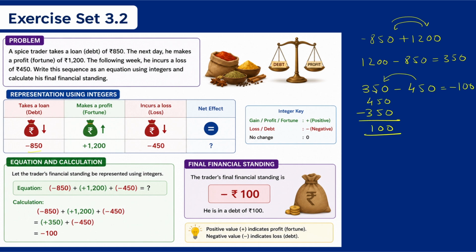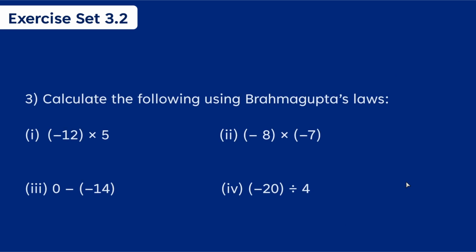So 350 take away 450 gives you negative 100, because whenever you subtract a larger number from a smaller, you get a negative answer. So it's negative 100, and that's the trader's final financial standing, which means that he is in a debt of rupees 100. Let's move on to the next question.